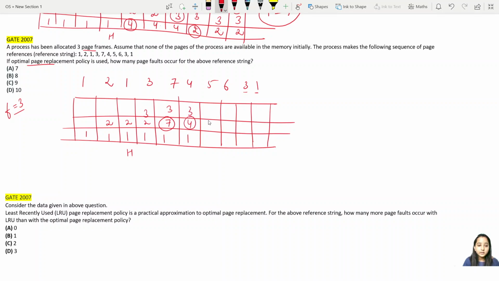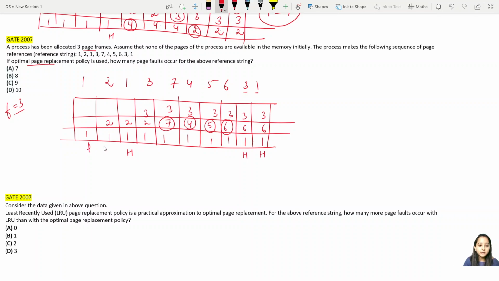Next, which page to replace? 5 came. So 3 and 1 are there, and 4 will be replaced. Okay, 6 arrives. 6 will replace 5 because 3 and 1 are there. Then 3 is there, no need to change. A hit occurs. And here also no need to change because 1 is there.